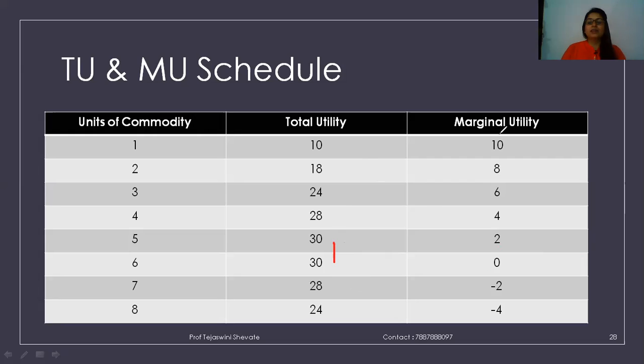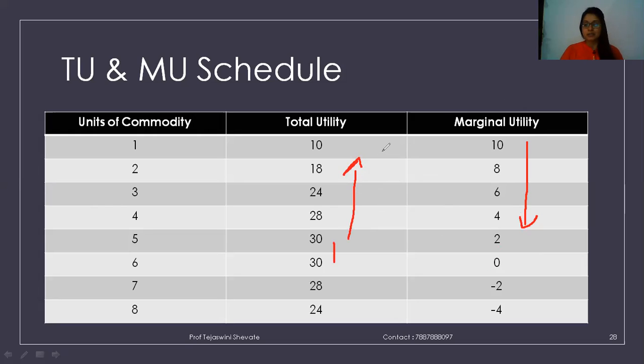If you look at the marginal utility figures, you will always see that the marginal utility keeps declining, right? First it was 10, then it went to 8, then 6, 4, 2, it came to 0, then it fell to negative, that is minus 2, and it went deeper into negative, that is minus 4. So the total utility keeps on increasing, but the marginal utility keeps on decreasing. The total utility keeps on increasing, but at a diminishing rate.